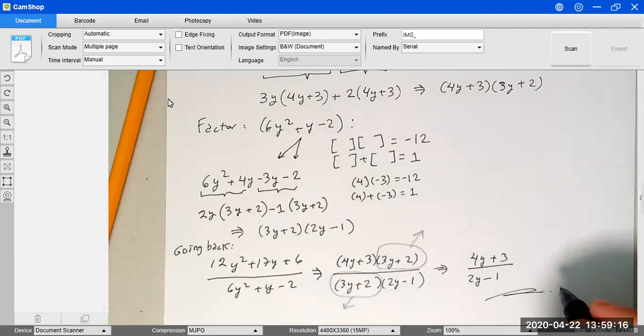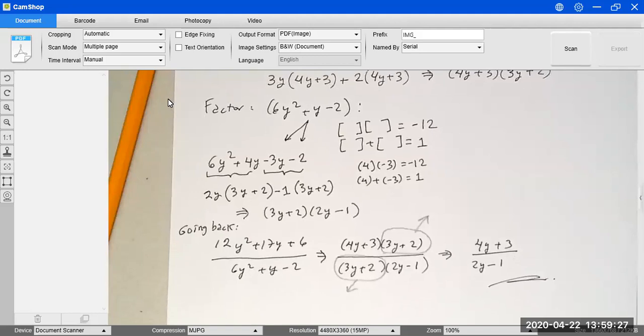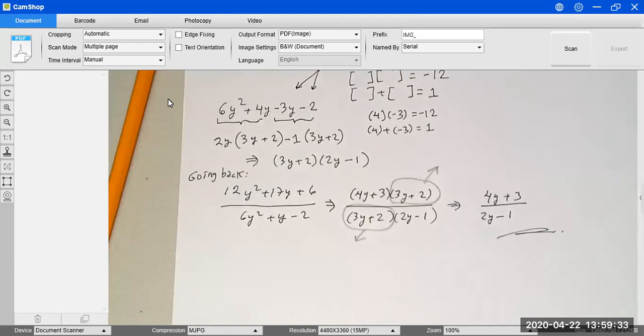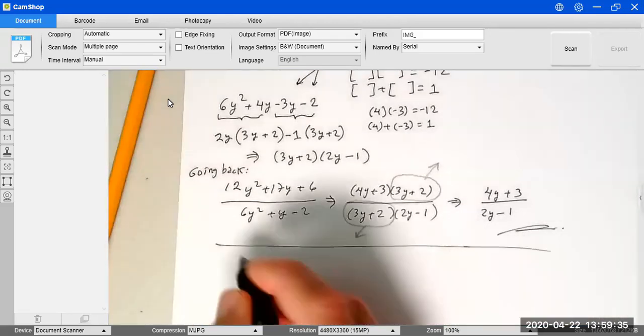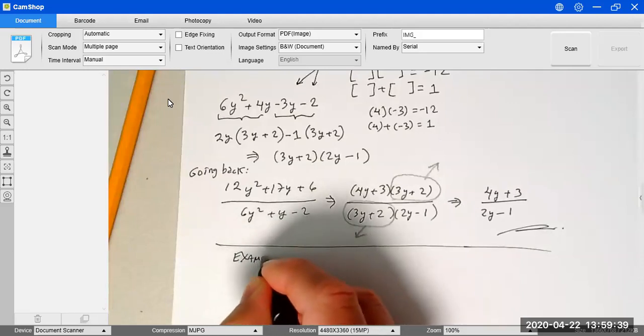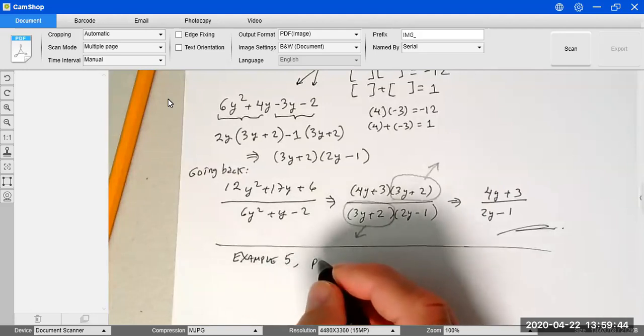So that was a long, long exercise, but it's important for you to see all the steps, because you're going to have one problem like this in your final exam. So let's work one more problem, and then you're going to have time to practice this. So we're going to work example 5. Example 5 on page 505.